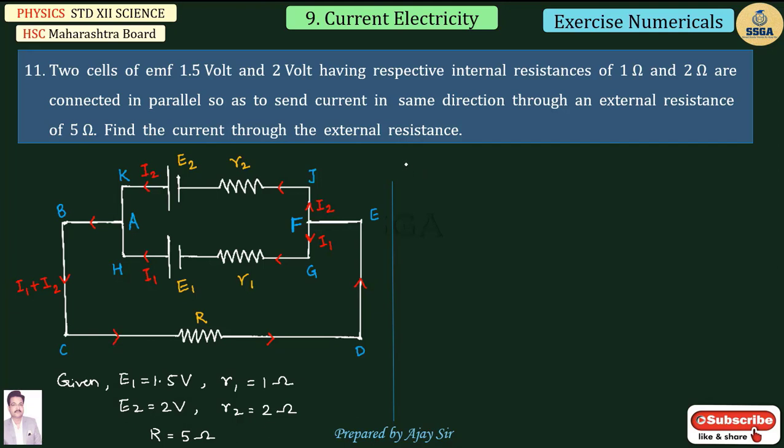Applying Kirchhoff's second law to the loop, that is A, B, C, D, E, F, G, H and A. So this full loop, so this down part loop, we have to apply again Kirchhoff's second law.